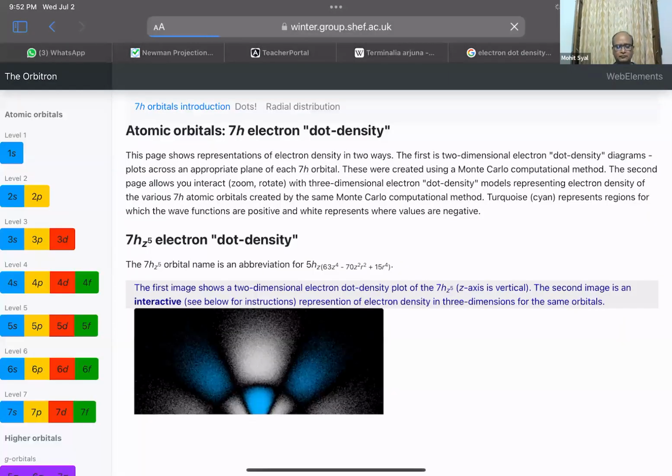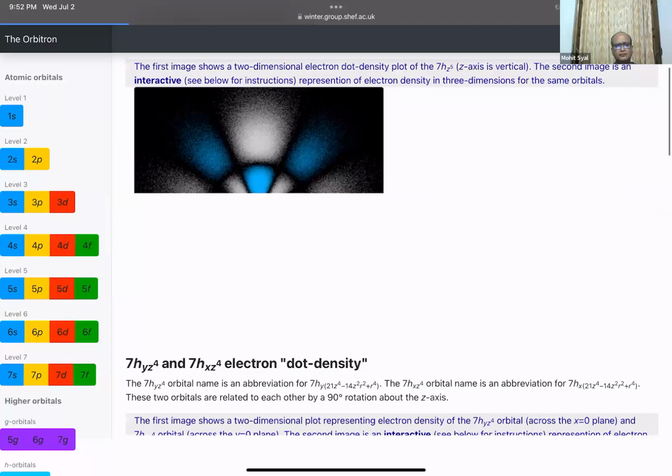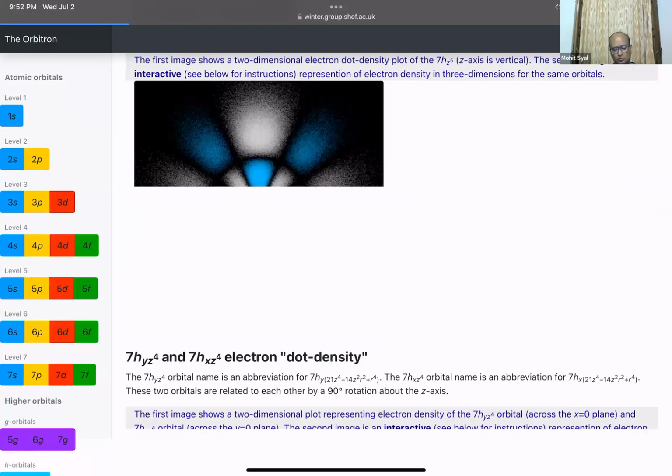Does the wave of the electron change according to the particle, like if the compound is in solid, liquid, or gaseous form? Does the wave change? No, the wave does not change, because in solid, liquid, and gas, the atoms remain the same.